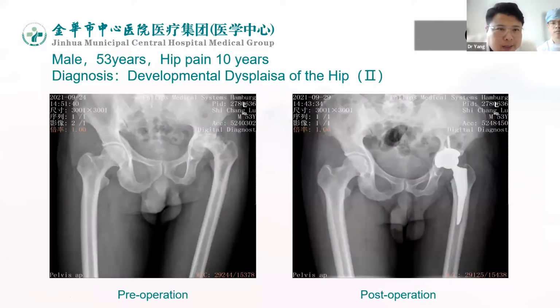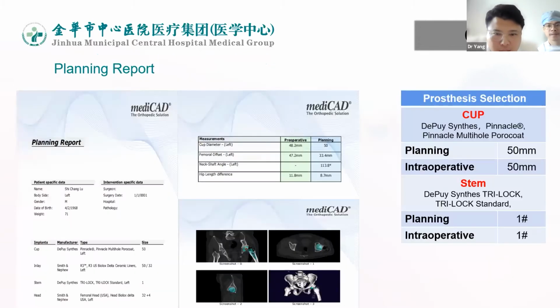And the last case is a male, 53 years old. It's DDH, dislocation of the hip. So we wanted to know how to fix the cup in the best way. We did the templating using mediCAD, and we planned a cup of 50 millimeters, and this planning was very good for us.